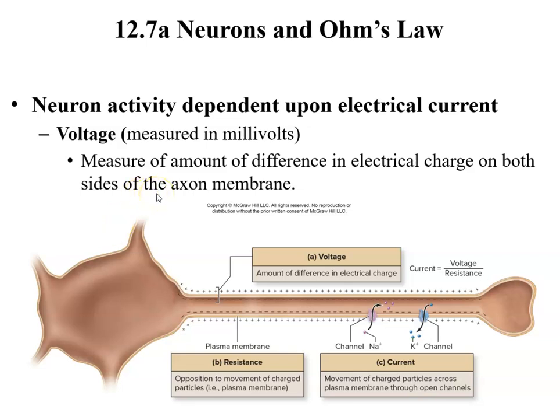Okay, so neuron activity, or the ability of a neuron to transmit an impulse, is going to depend upon electrical current. Let's talk about voltage. It's measured in millivolts, and this is the measure of the amount of difference in electrical charge on both sides of the axon membrane. So let's say that the electrical charge here is positive 30 and the electrical charge here is negative 30. Well, the voltage would be 60 millivolts, right? Because it would be the difference in the electrical charge on both sides of the axon membrane.